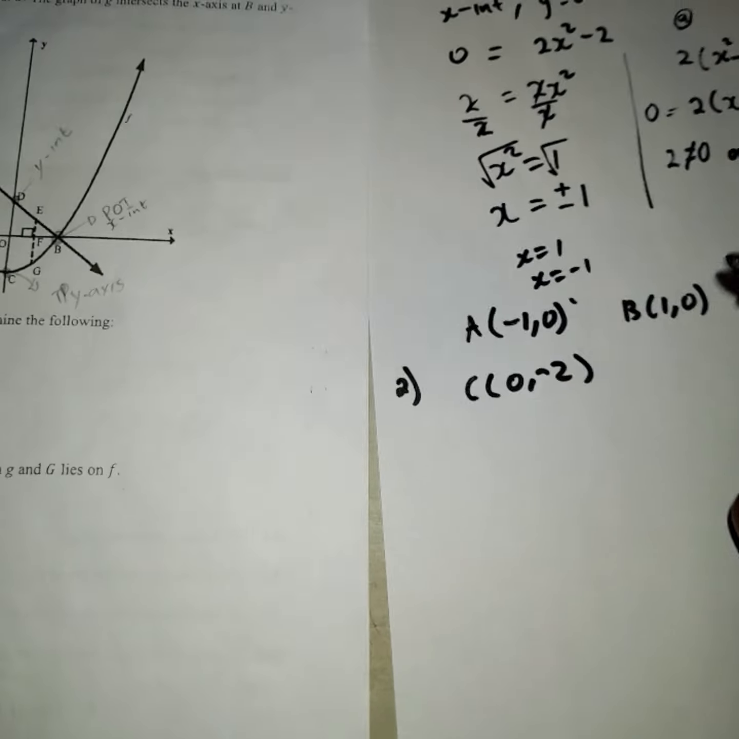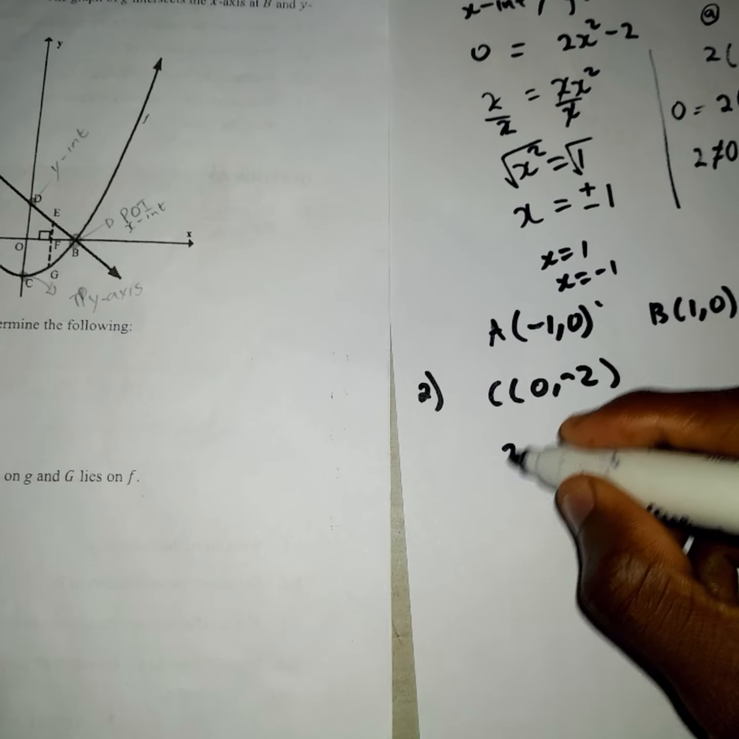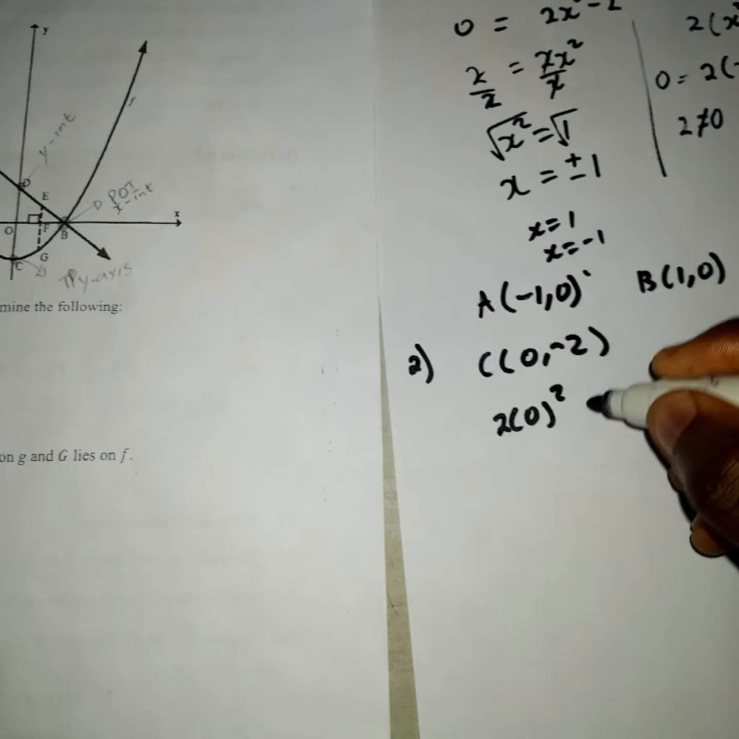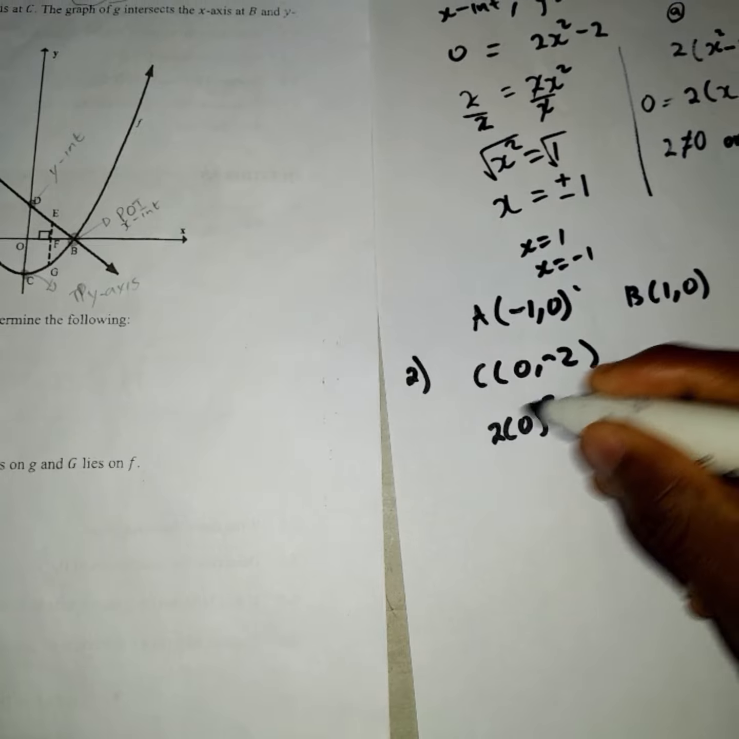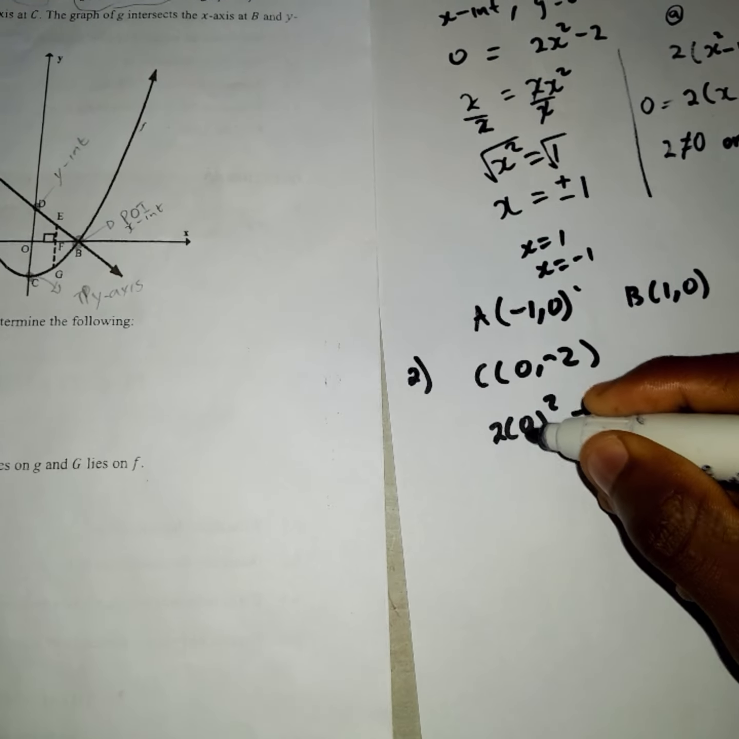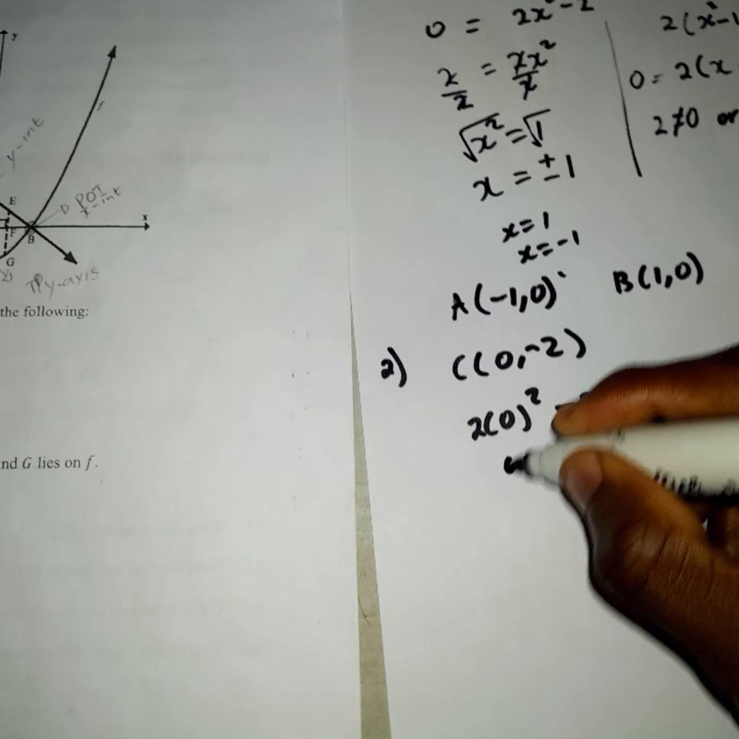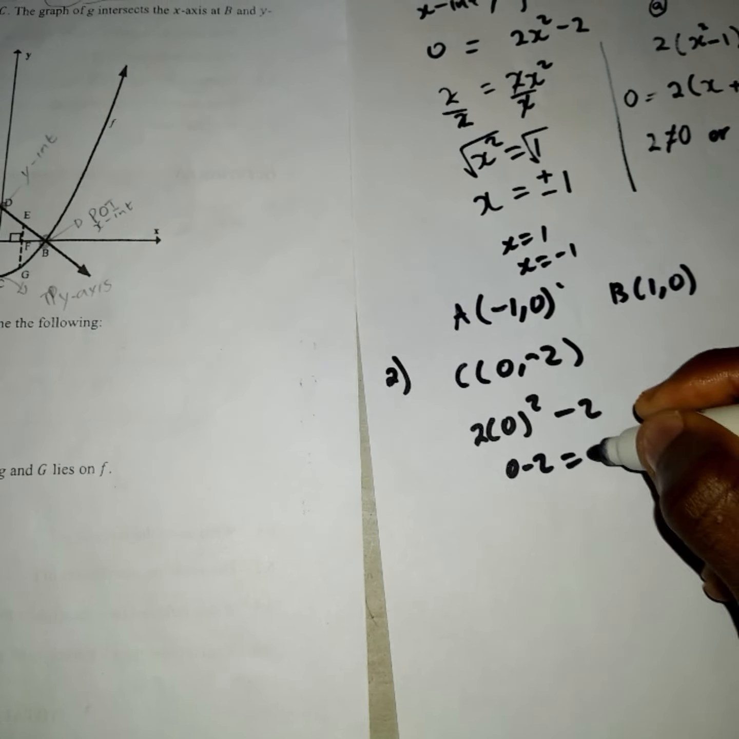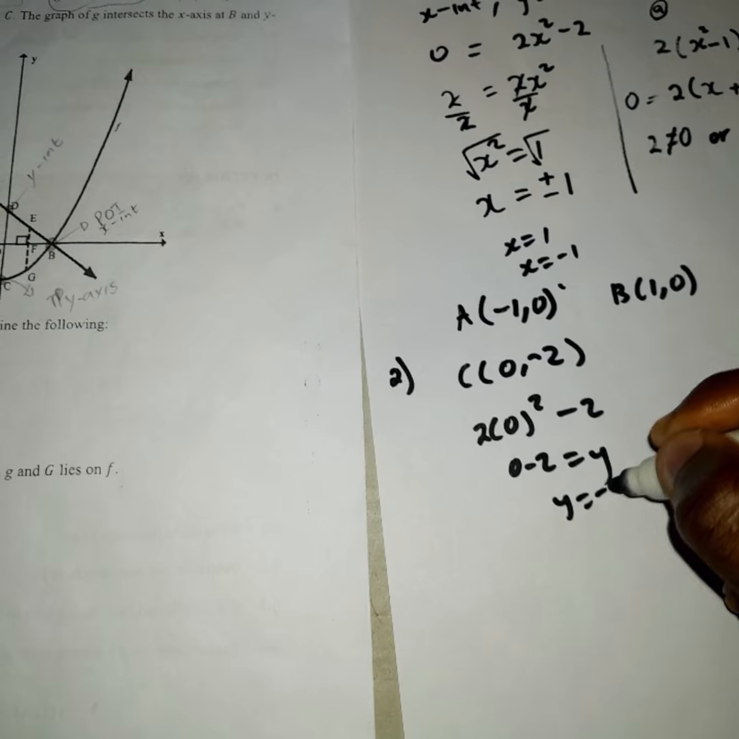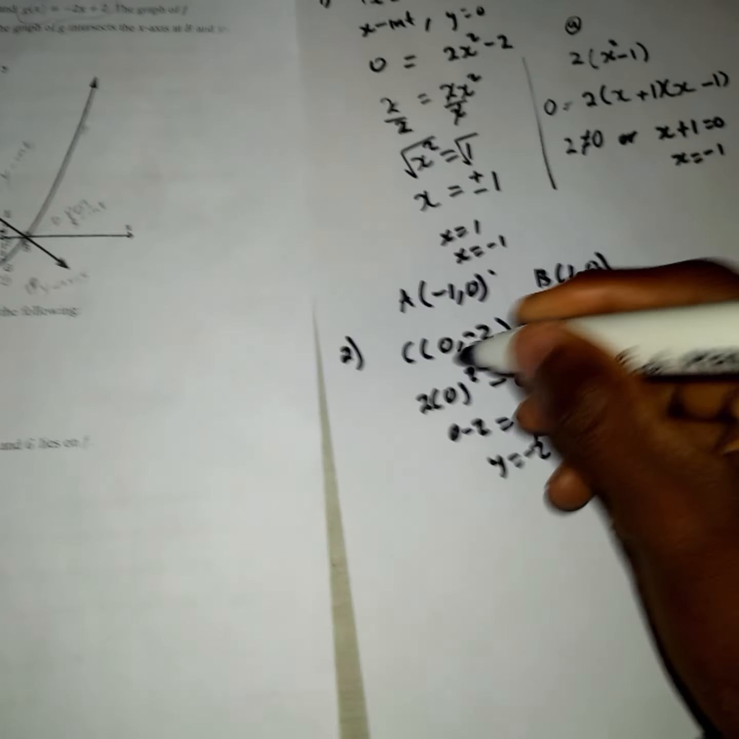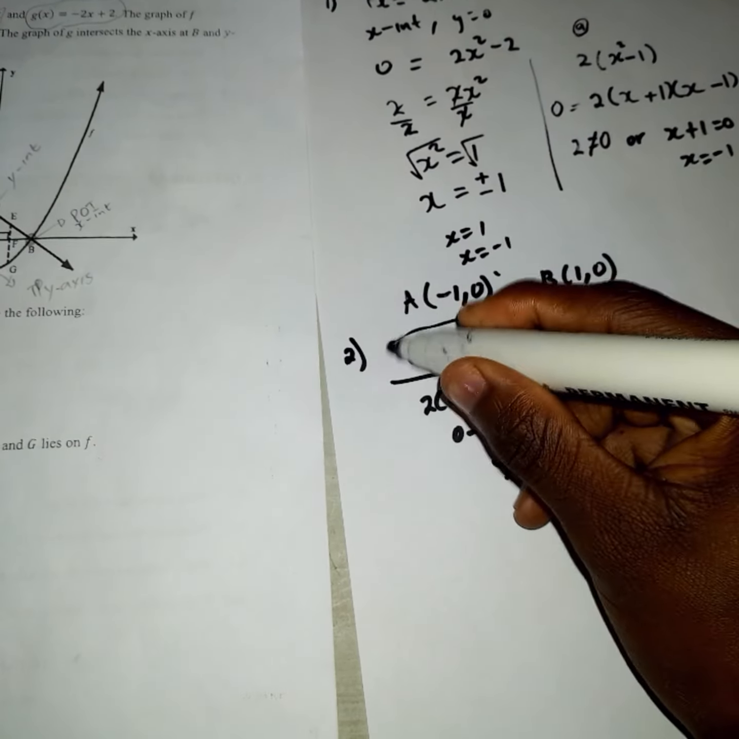So you can still do this, still the same thing: 0 squared minus 2. You know that this is going to give you 0. 0 squared is multiplied by 2, and a number multiplied by 0 is 0. Minus 2, your answer y will be negative 2, just like this. So this is the answer. I just used the formula.